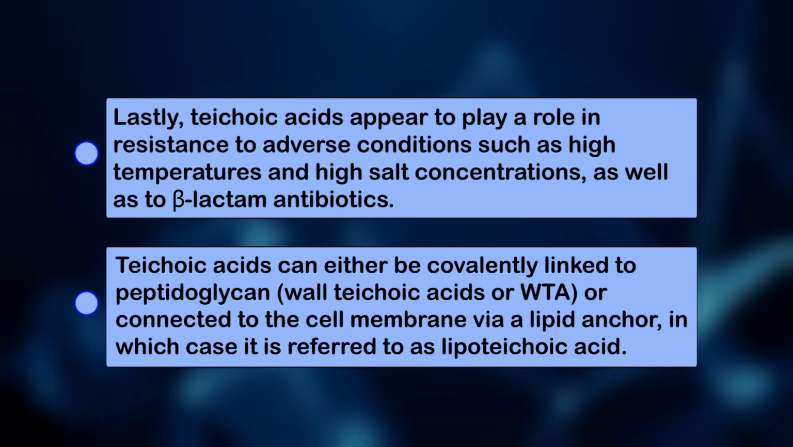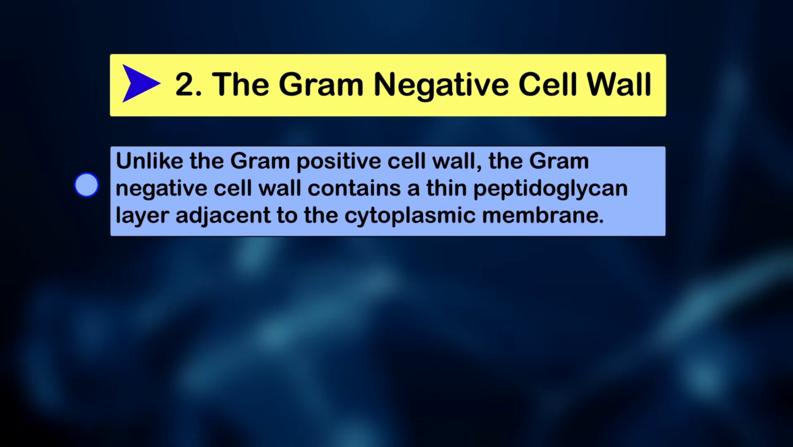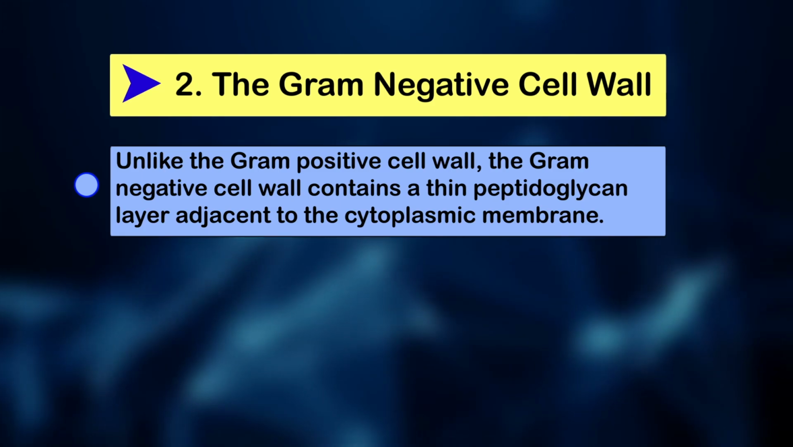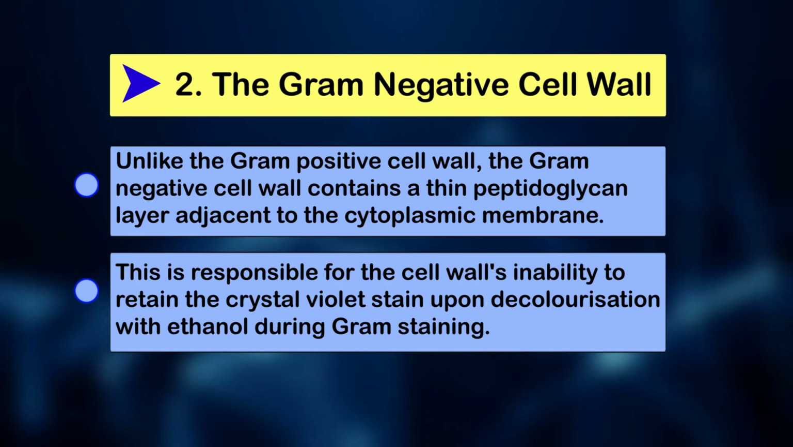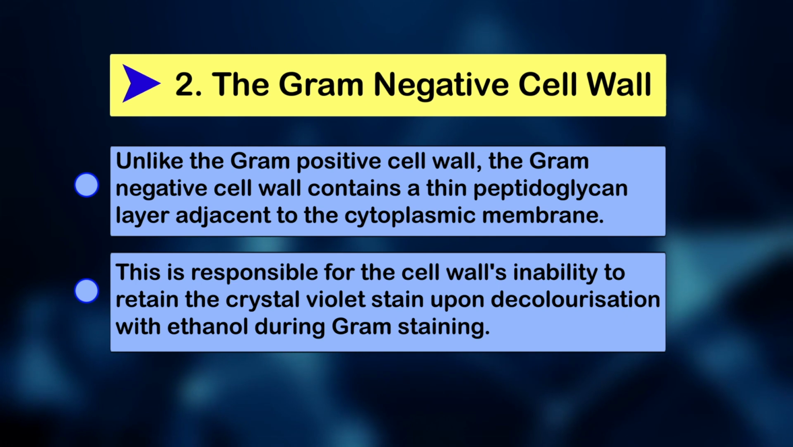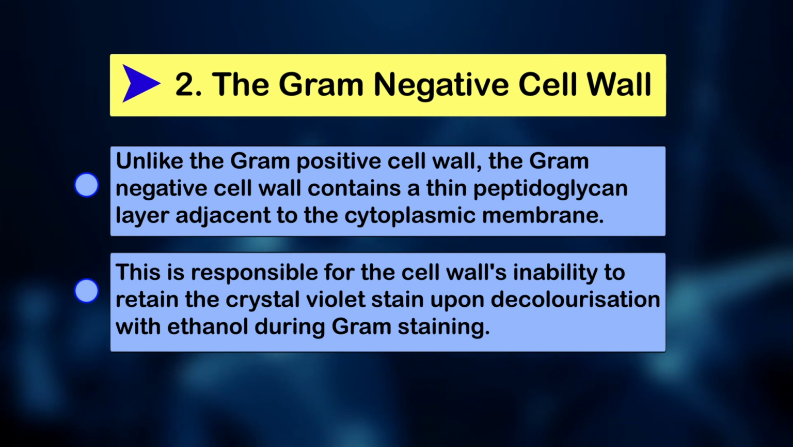Now, we can understand about the gram negative cell wall. Unlike the gram positive cell wall, the gram negative cell wall contains a thin peptidoglycan layer adjacent to the cytoplasmic membrane. This is responsible for the cell wall's inability to retain the crystal violet stain upon decolorization with ethanol during the Gram staining method. This is the image of the Gram negative cell wall.